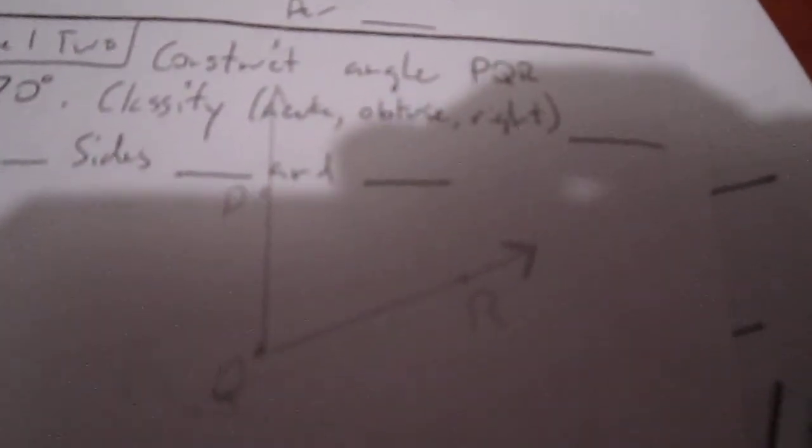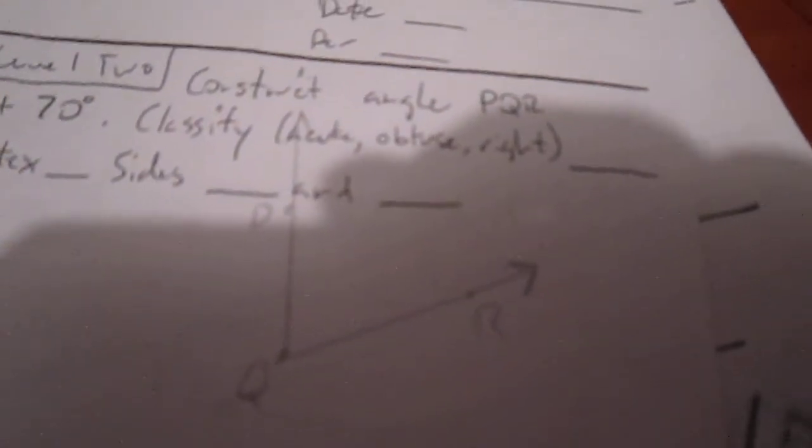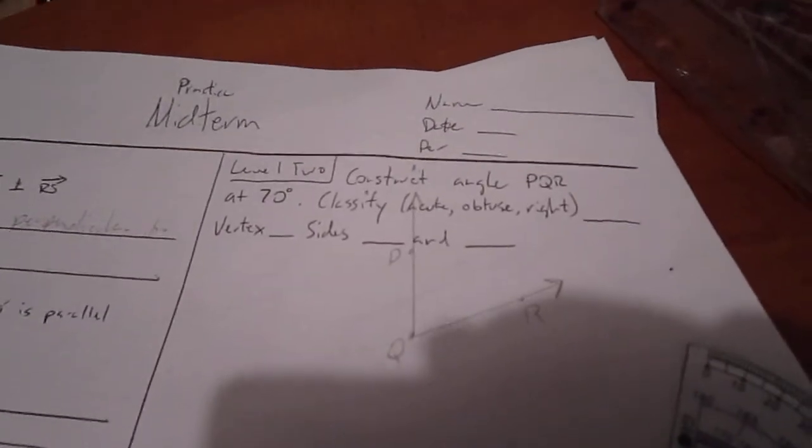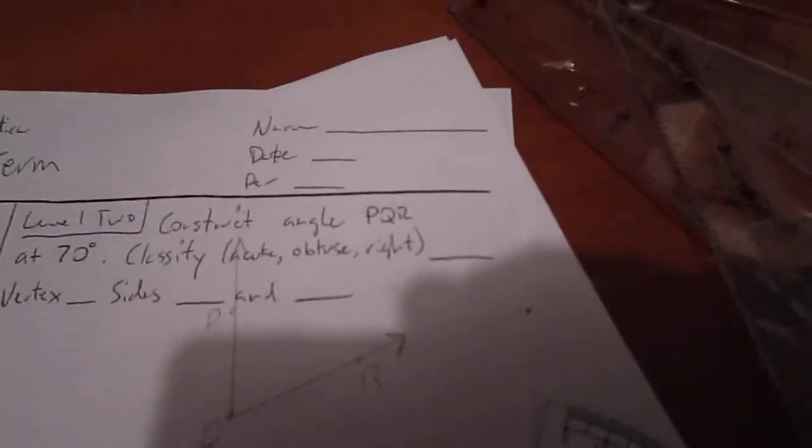I construct the angle. So it looks like that, and it's 70 degrees. I need to call it angle PQR, which means this one can be P, this one's definitely Q, and this one can be R. If I had to classify it, well, I know that it is less than 90 degrees because it's 70, so the word for angles that are less than 90 degrees is acute. So it is an acute angle.